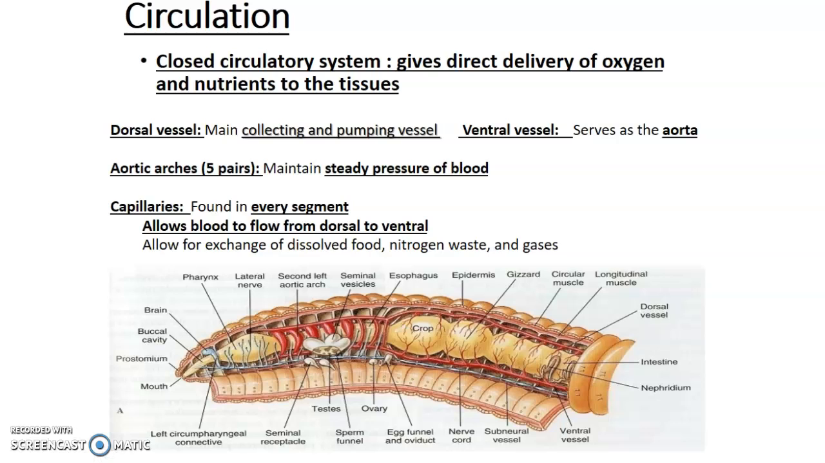So the ventral blood vessel will serve as the aorta. It will deliver blood to the body's tissues, and the dorsal blood vessel is going to collect that deoxygenated blood and bring it back up this way, anterior, to your aortic arches, and you have 5 pairs. So you can see here, there's 1, 2, 3, 4, 5. Sometimes in certain documents and websites, you'll see them just be called hearts, and they are going to maintain steady blood pressure. And so you have those capillaries in every segment in order to drain deoxygenated blood from the worm and also to deliver oxygenated blood to every single segment. And it's what allows for gas exchange.